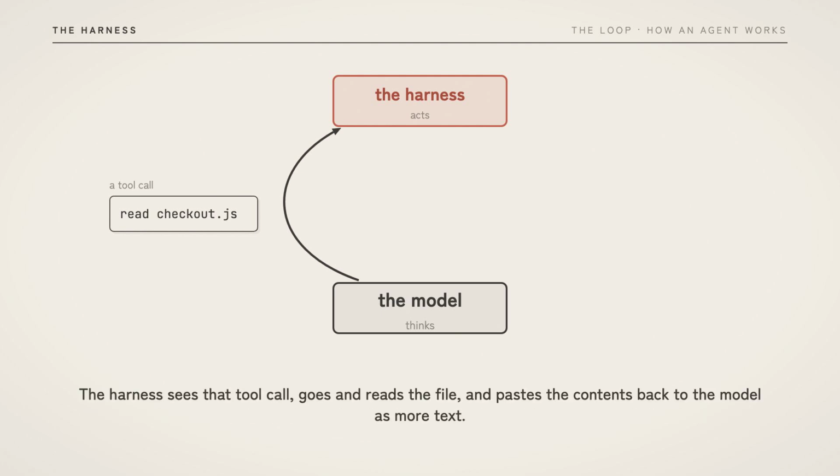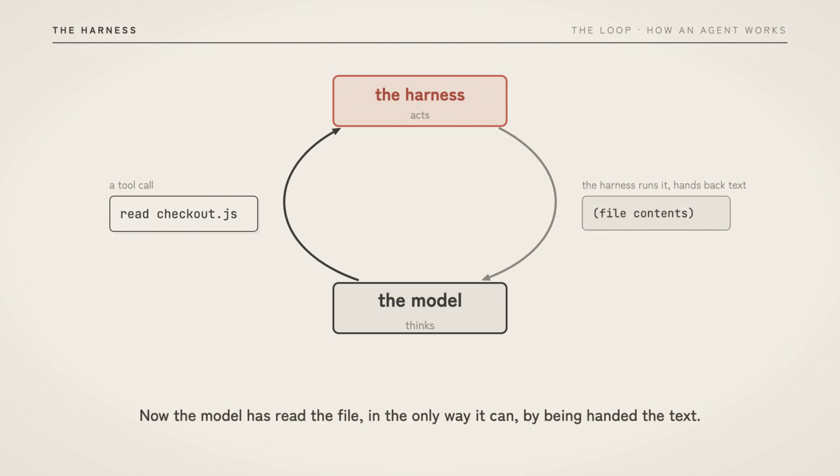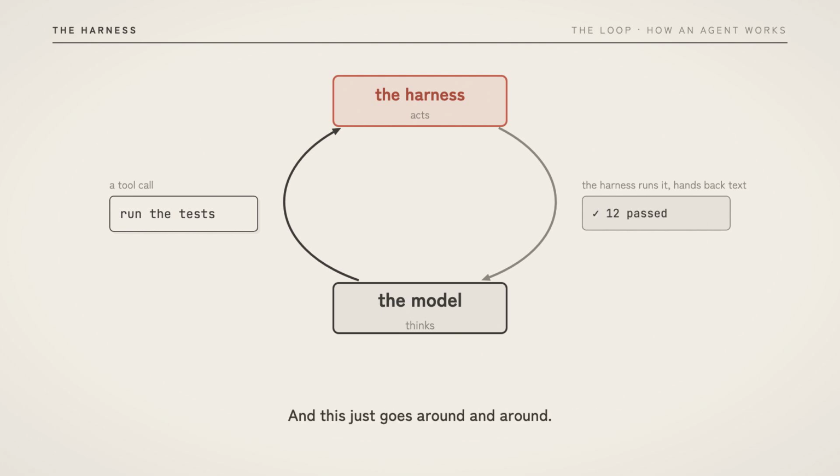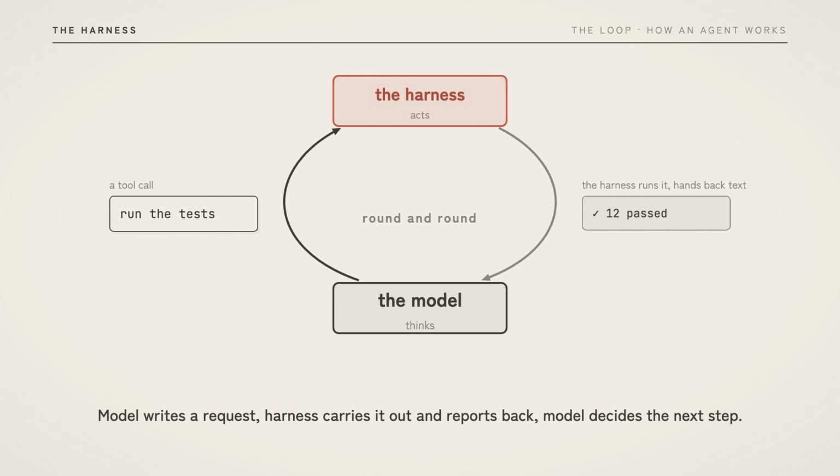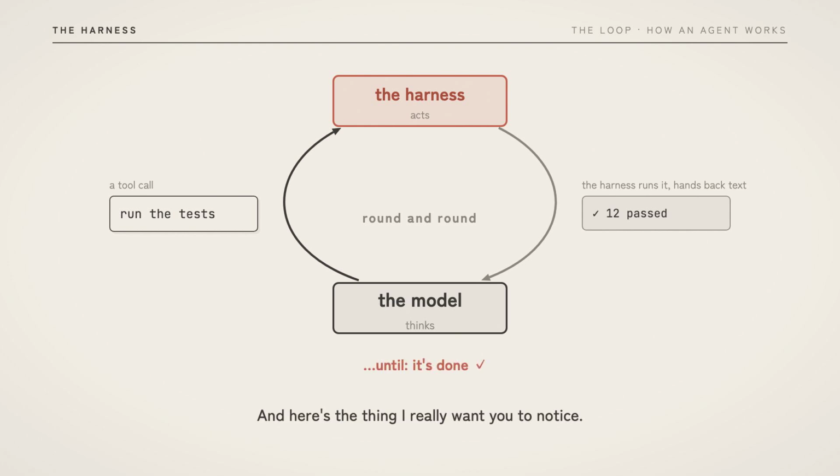The harness sees that tool call, goes and reads the file, and pastes the contents back to the model as more text. Now the model has read the file in the only way it can, by being handed the text. So it writes the next request, change this line and run the tests. The harness does that too and pastes the result back. And this just goes around and around. Model writes a request, harness carries it out and reports back, model decides the next step. Round and round until the model writes one last line. It's done.